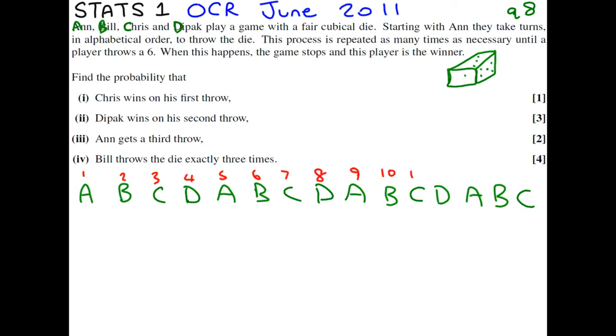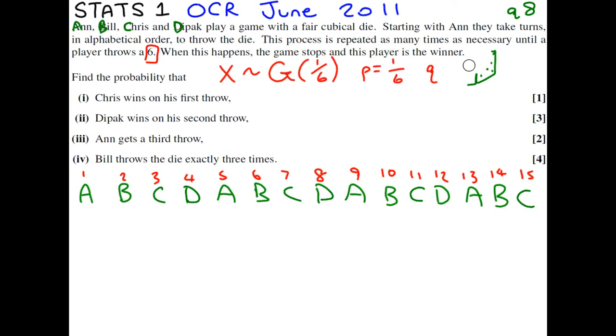We are going to call X the number of times that they get to roll the dice between them. Now X comes from a geometric distribution, because the game is stopped when the first person gets a success, which we're calling getting a 6. The probability of getting a 6 on a normal dice is 1 in 6. So p is 1/6, and q, the probability of failure, not a 6, is 5 over 6.